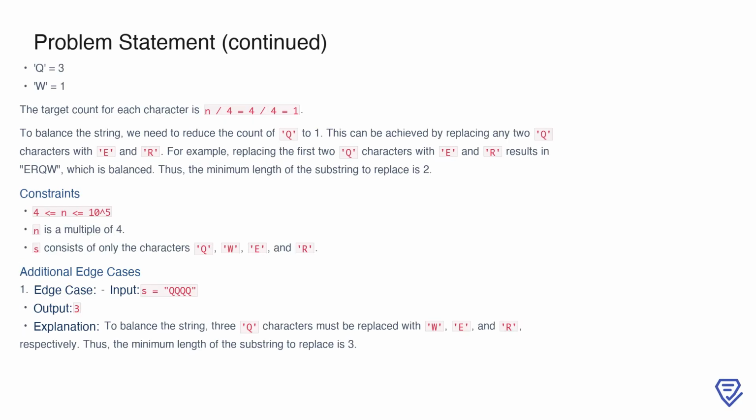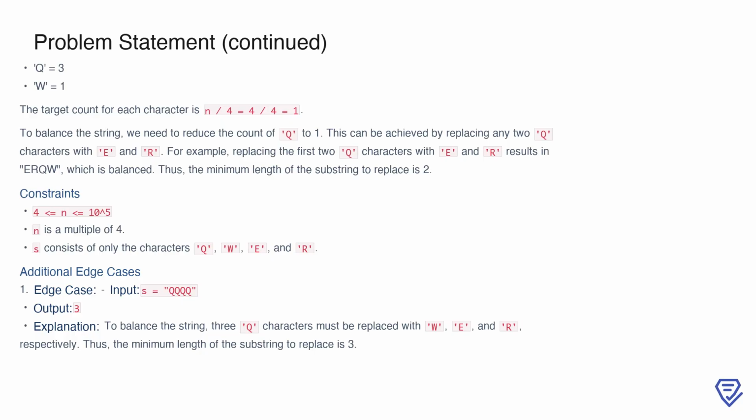In the next example, the input string is S equals QQQW. Here, the counts of the characters are Q appears 3 times, and W appears once. The target count for each character remains n/4 equals 1. To balance the string, we need to reduce the count of Q from 3 to 1. This requires replacing any 2 Q characters with the other characters E and R. For example, replacing the first 2 Q characters with E and R transforms the string into ERQW, which is balanced. Hence, the minimum length of the substring to replace is 2.